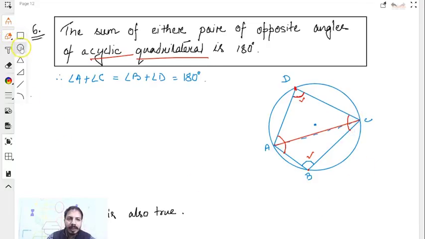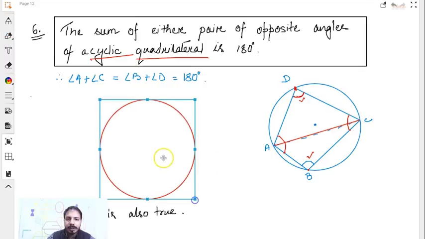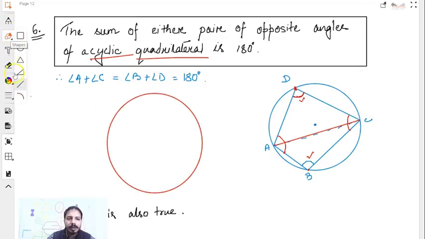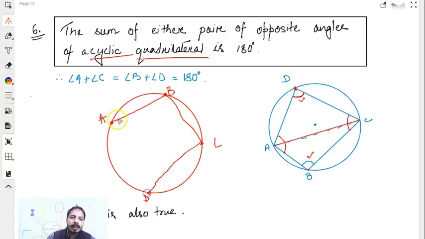So basically what I'm saying is that if I have 4 points anywhere on the circle, say A, B, C, D, and I try to draw a quadrilateral here, this is known as a cyclic quadrilateral, and the property is this angle plus this angle will be 180, and this angle plus this angle is 180. So what is the theorem? The sum of the opposite angles of a cyclic quadrilateral will be 180 degrees.